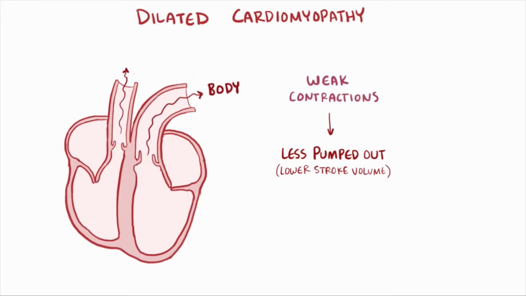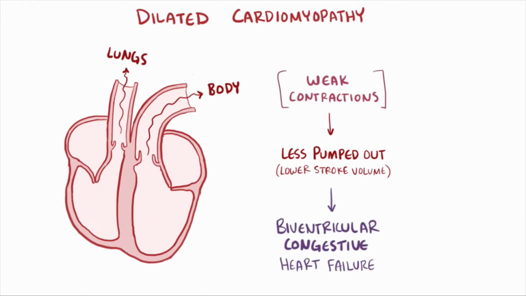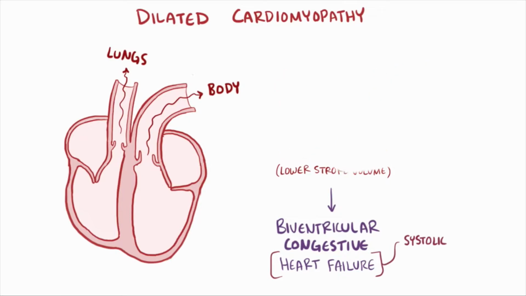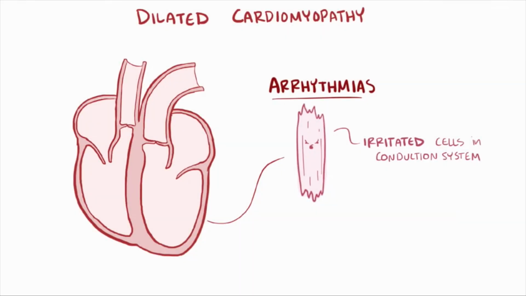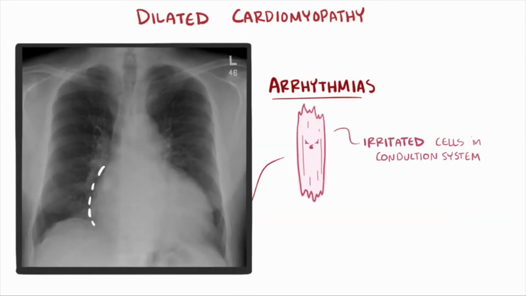And if the heart's failing to pump out as much blood to both the body from the left ventricle and the lungs from the right ventricle, patients develop biventricular congestive heart failure. And since contraction happens during systole, we say that this is a type of systolic heart failure. Also, when the chambers get larger, they tend to stretch. Sometimes an X-ray can be helpful for diagnosing dilated cardiomyopathy.